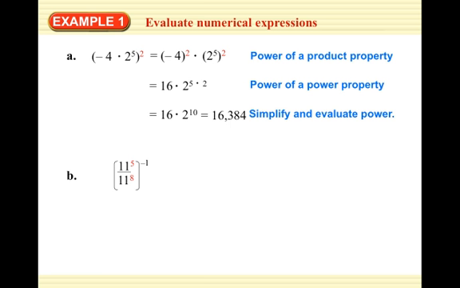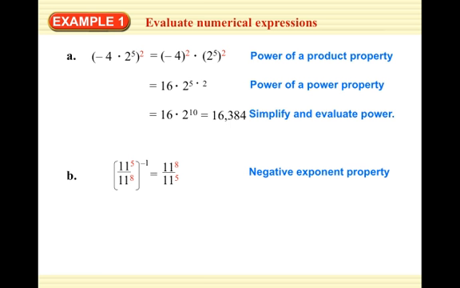Okay, for part B, we've got 11 to the 5th power over 11 to the 8th power, all raised to the negative 1 power. Remember that a negative means reciprocal. So we can flip the 11 to the 8th power and the 11 to the 5th power, and then raising something to the first power doesn't change it. It's just the same thing.